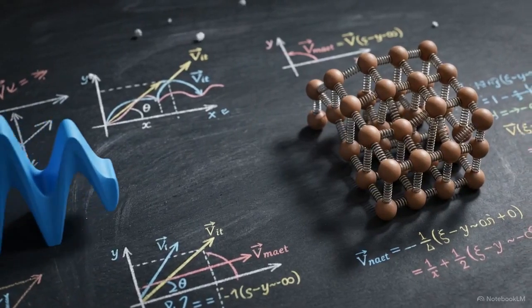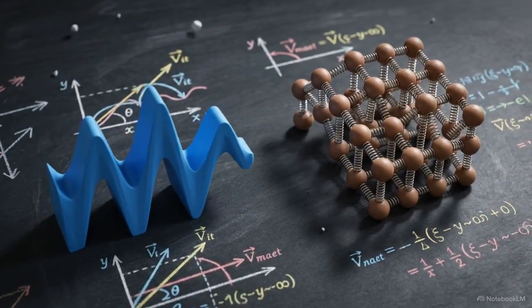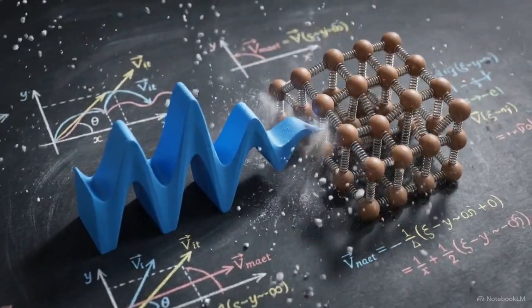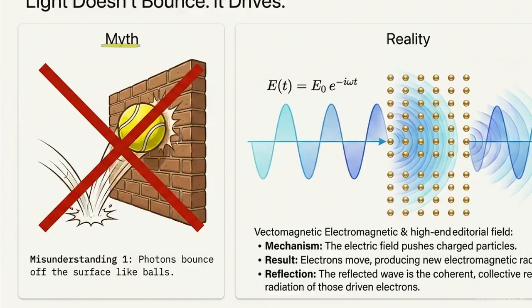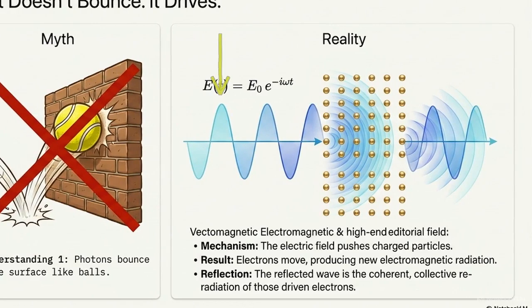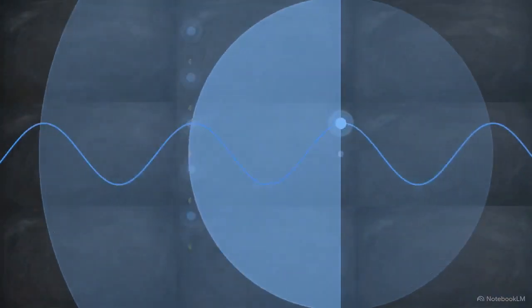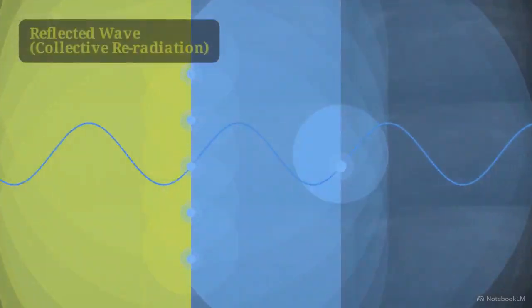When an incoming electromagnetic wave collides directly with a solid surface, it carries immense energy and incredible speed. A common misconception suggests that photons reflect by bouncing off materials, like tennis balls hitting a brick wall. In reality, light is an oscillating electric field. When it reaches a material, it drives the charged particles inside, specifically the electrons, into motion. These moving electrons produce new electromagnetic radiation. The reflected wave we see is the result of that coherent, collective re-radiation.